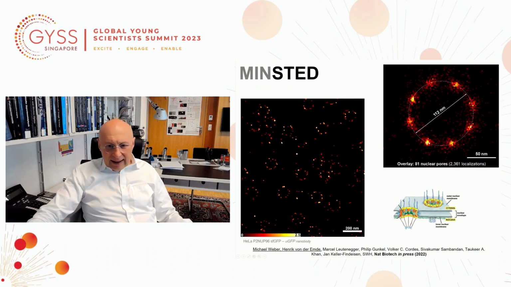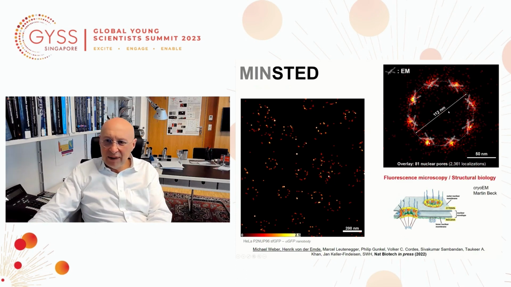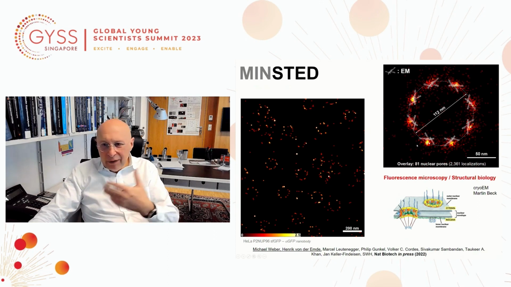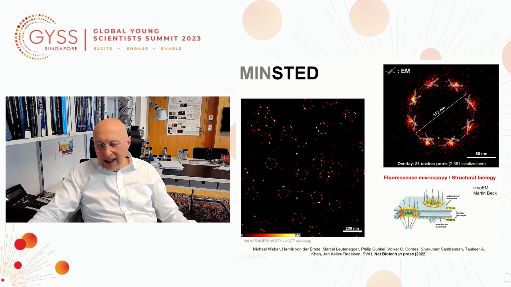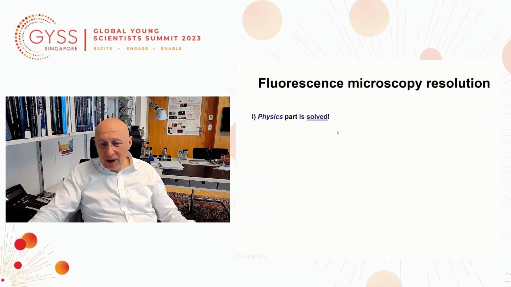And these are so-called MINSTED pictures again of the nuclear pores. They all look different. If you average, say, 81 of them, in space, then you get a sort of average image, and this nicely fits with what you get from cryo-EM. But cryo-EM, by definition, gives only averaged pictures because it's taken out of many electron density scattering pictures. Here, of course, you still get the situation of individual fluorophores.